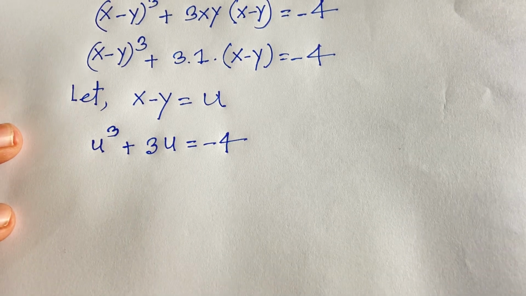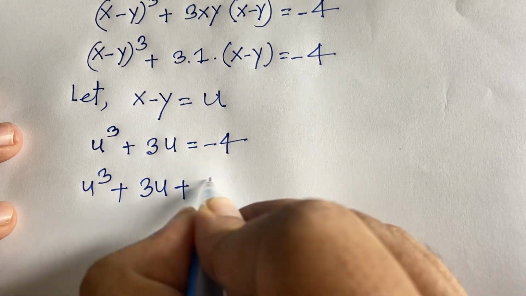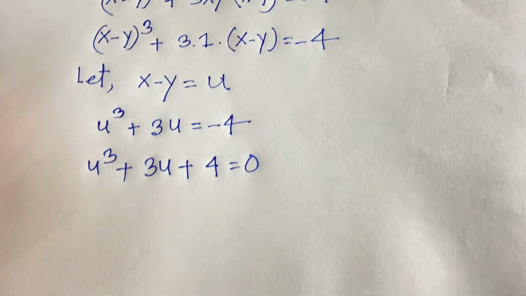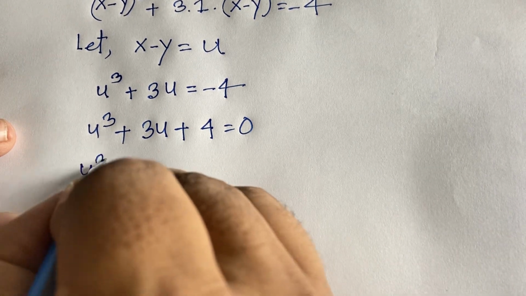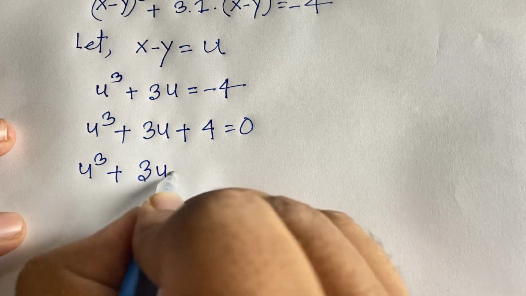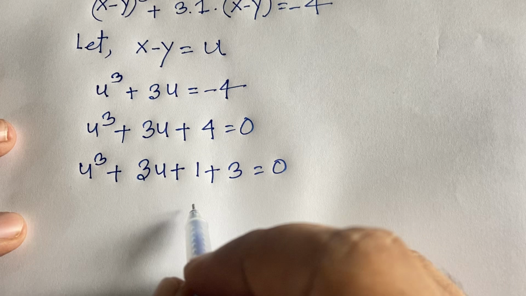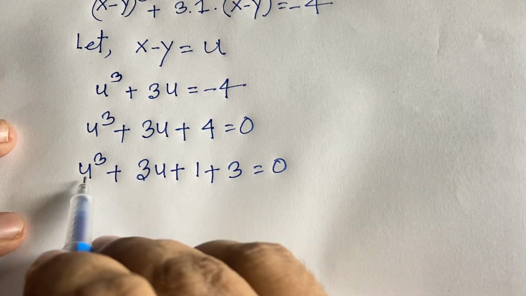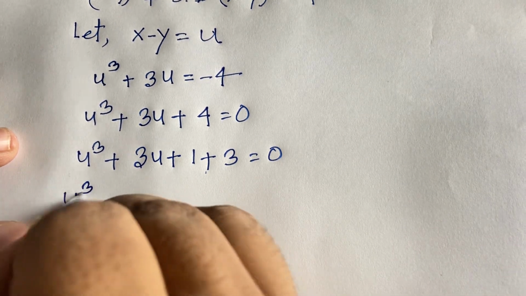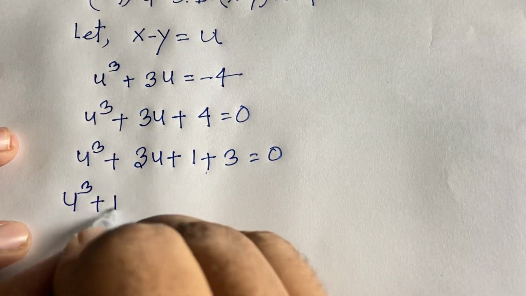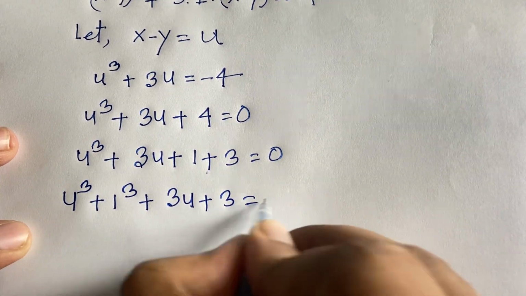So in this case we'll find out here is u cubed plus 3u plus 4 is equal to 0. Now this equation becomes u cubed plus 3u plus 1 plus 3 is equal to 0. We know that 1 plus 3 it will be 4, and again I can say 1 to the power 3, so a cube plus b cube, I follow this formula in this case easily. So it will be u cubed plus 1 cubed plus 3u plus 3 is equal to 0.